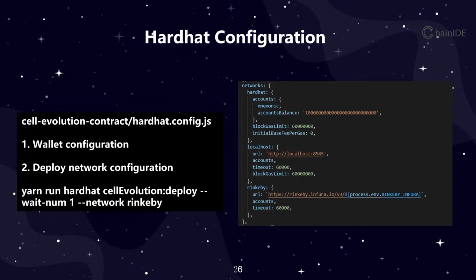So if we use the Ringby network to deploy our smart contract, we could use yarn run hardhat cell evolution deploy, and we can set the wait number, which means the blocks that will be waited after confirmation. And we can choose the network by the network keyword. And then we just input Ringby. So at last, hardhat will choose Ringby to deploy our smart contract.